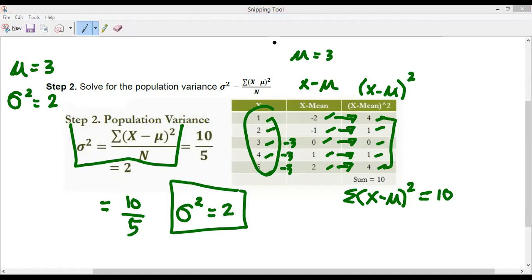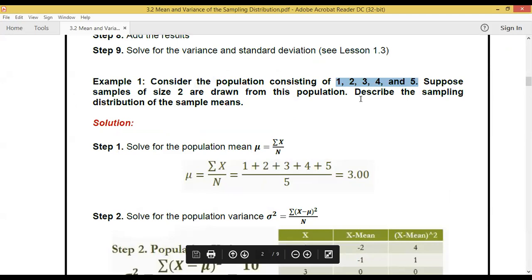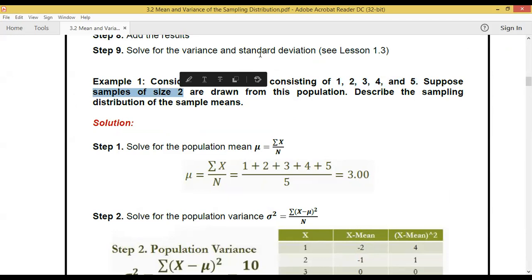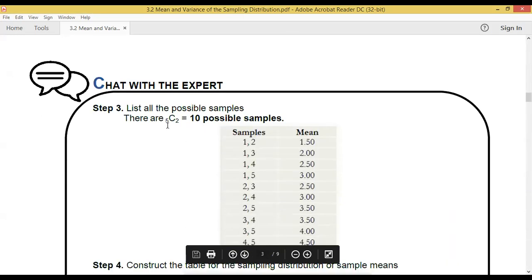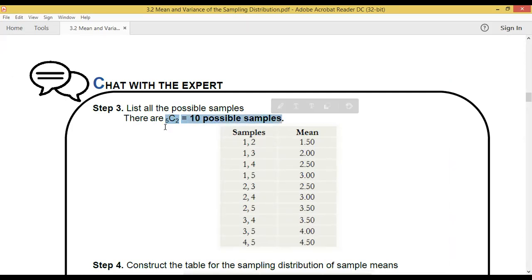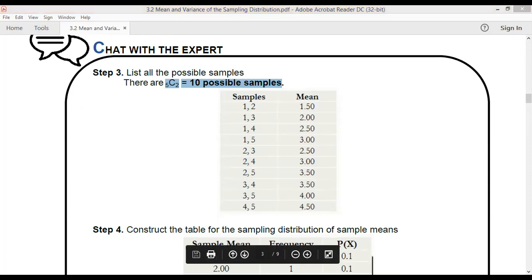The next step is based on our lesson last meeting. Remember, we have numbers 1, 2, 3, 4, and 5. And we will consider samples of size 2. Now, let's have step 3. Let's have 5C2, right? There are 5 entries and with sample size 2. So if you'll have your calculator, 5C2 is 10. So we will have 10 possible samples.